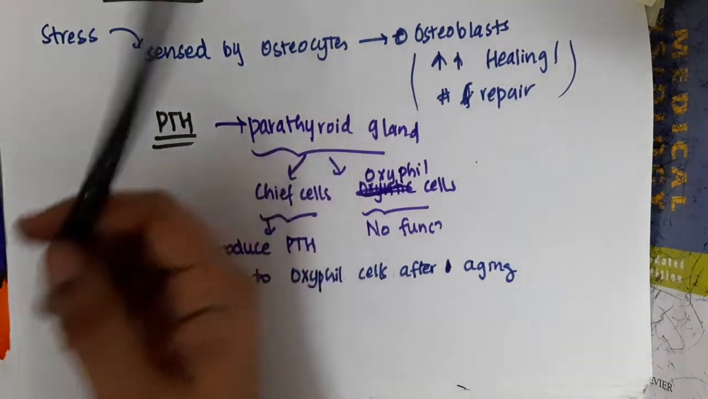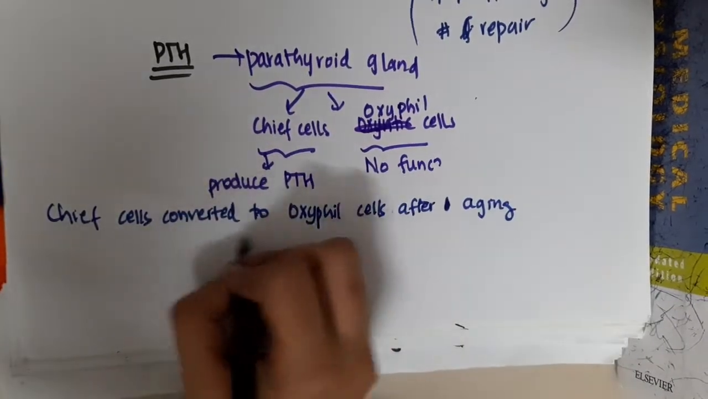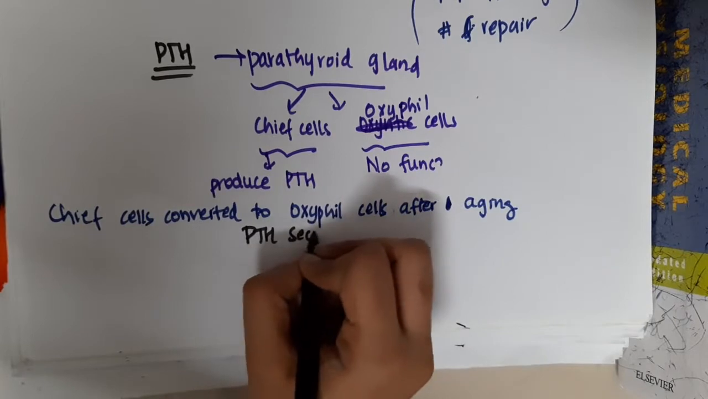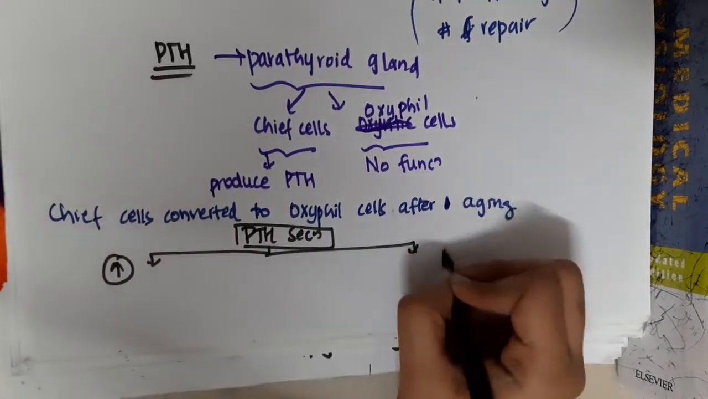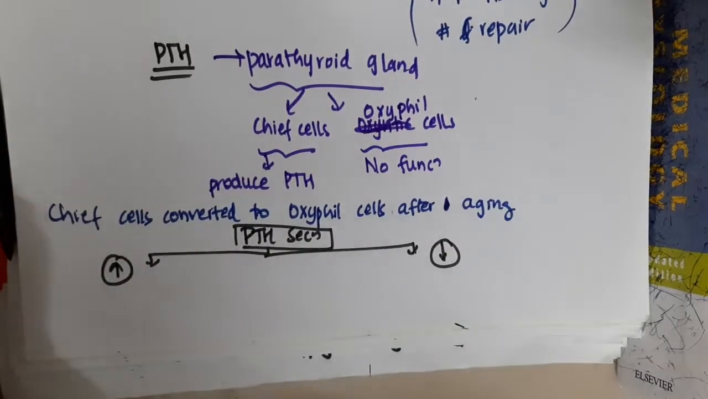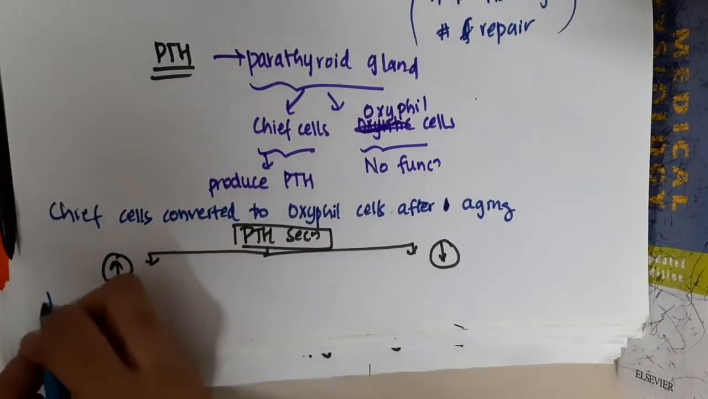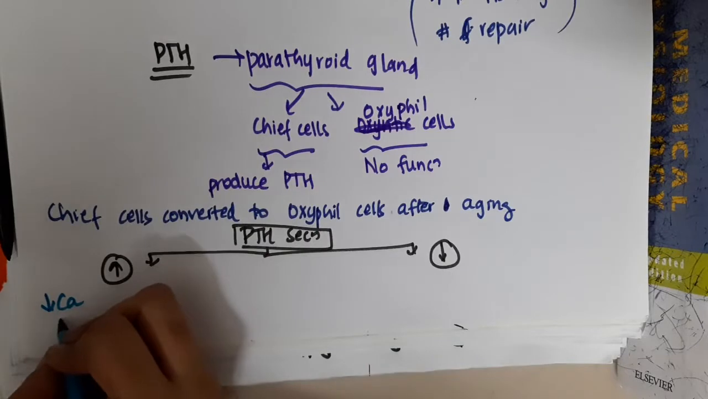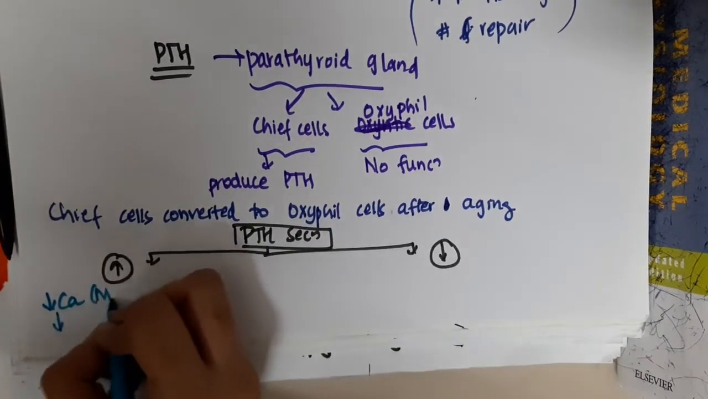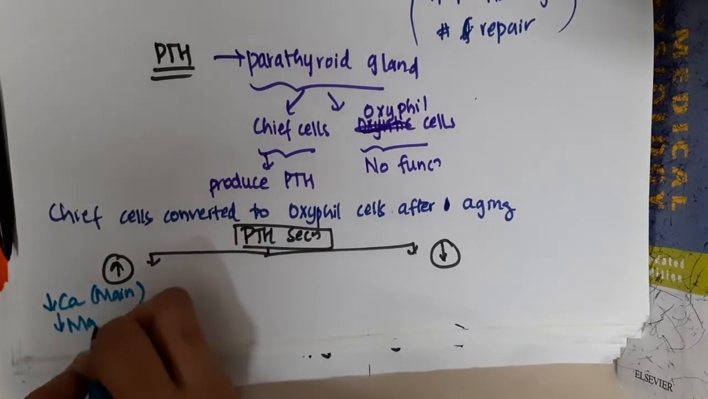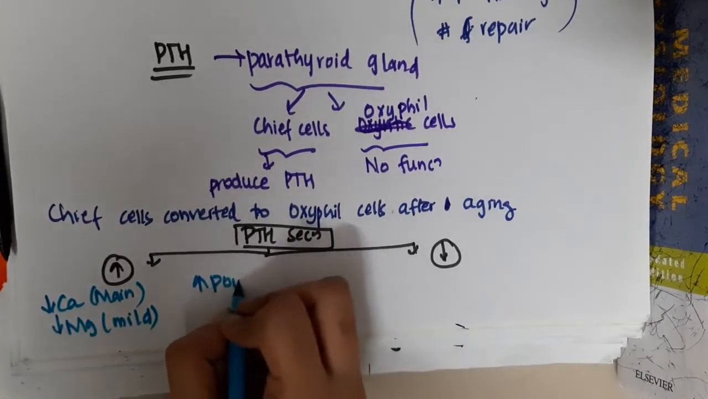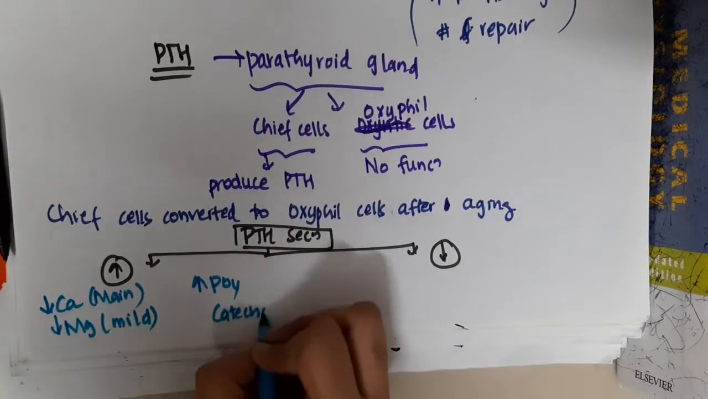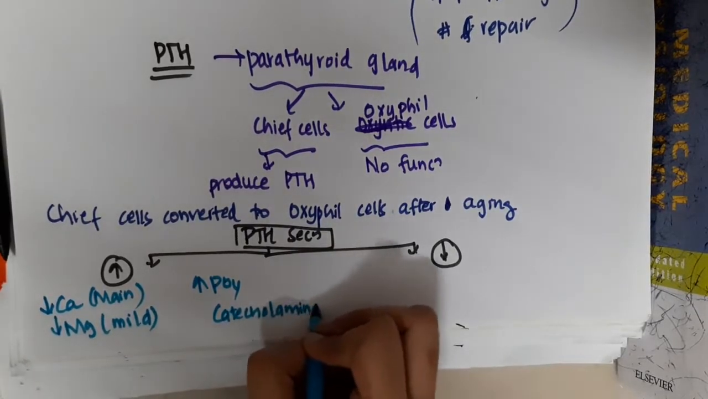Now, what are the factors affecting parathormone secretion? What are the conditions in which it is increased and what are the conditions in which it is decreased? Parathormone secretion is increased in hypocalcemia, which is the main one. It is increased in hypomagnesemia, that will be a mild increase. It is increased in hyperphosphatemia, and whenever catecholamines are released, it is increased.